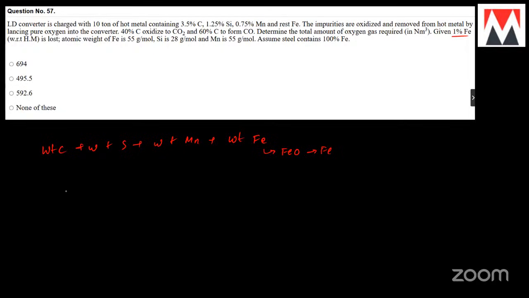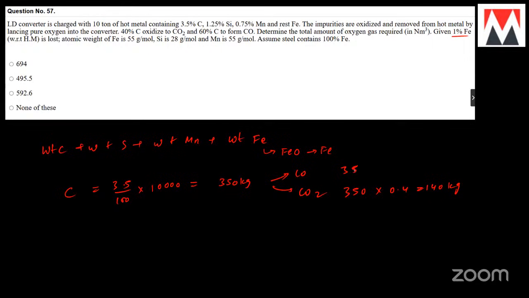So C will be converted. See, what is the weight of carbon? You have 3.5 by 100 into 10,000, 1 ton, right? Or 10 tons, right? So you have 350 kg of carbon which is required. This will get converted into CO and CO2. So 40% of C is converted to CO2. So it is 350 into 0.4, 140 kg is converted into CO2. Then the remaining 60% is converted into CO. So 350 into 0.6 equal to 210 kg.